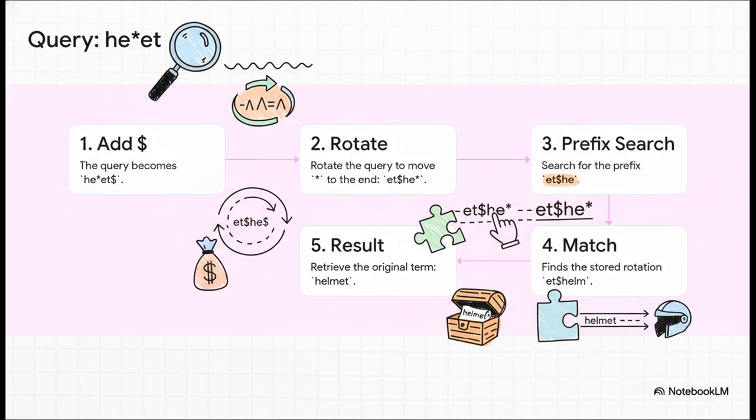Well, first, we add the $ sign. Then, here's the trick. We rotate the string until the asterisk is at the very end. So he*t$ becomes t$he*. And now, look at that. We can just search for the prefix t$he. Our index finds the rotation t$helme, which points us straight back to our original term, helmet. It's an absolutely brilliant transformation.